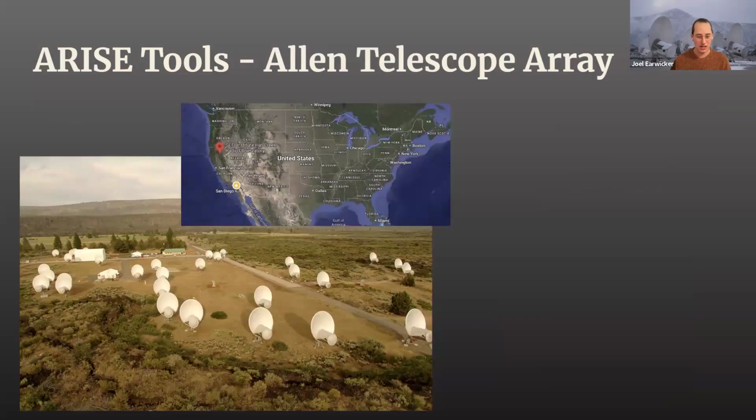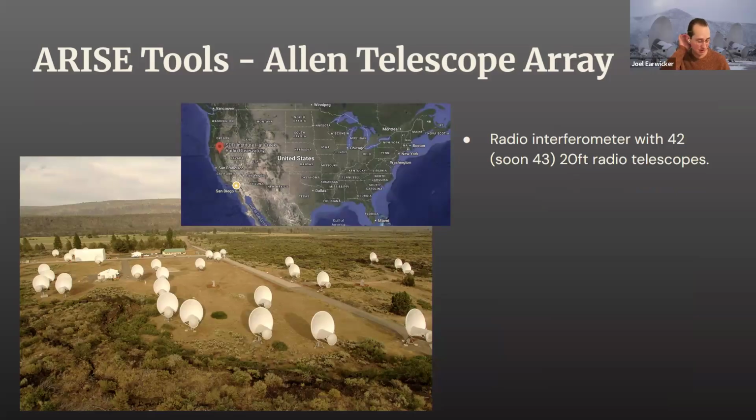And the last one I'll mention is the Allen Telescope Array. This is the instrument that Vishal and I work quite a bit on. The Allen Telescope Array is located out here in Northern California in this radio quiet zone. It is a radio observatory that's made up of 42 separate 20-foot radio telescopes that are all linked together as an interferometer.